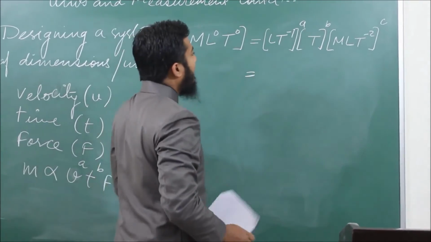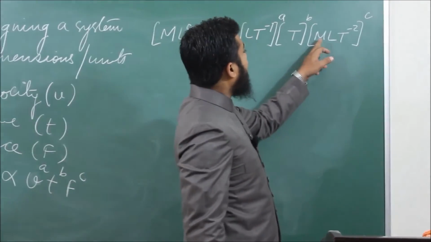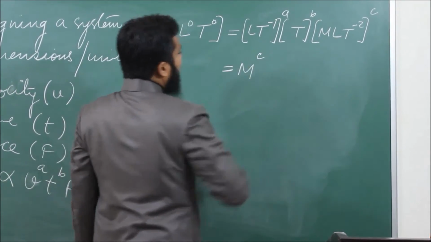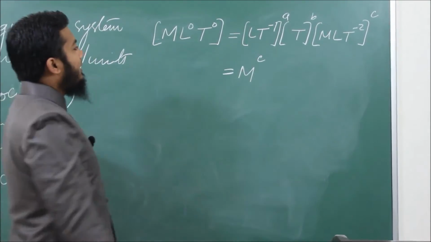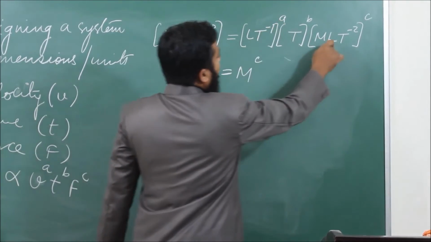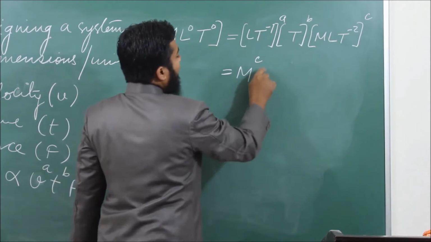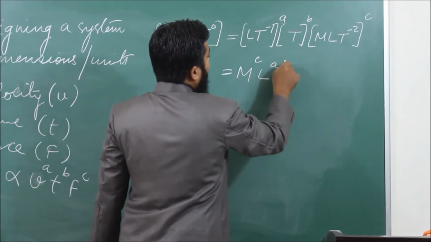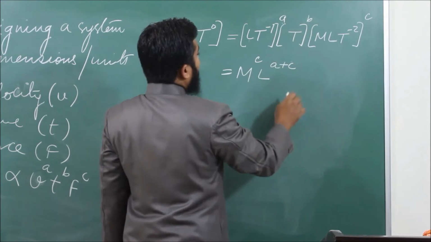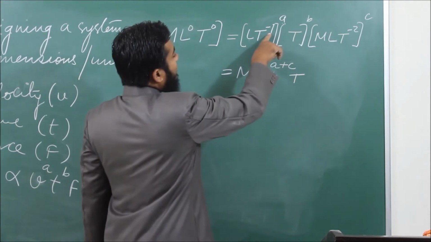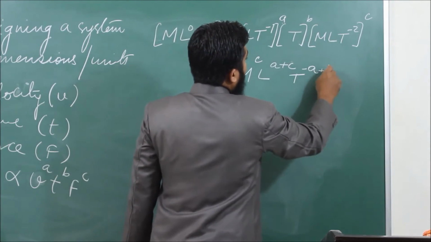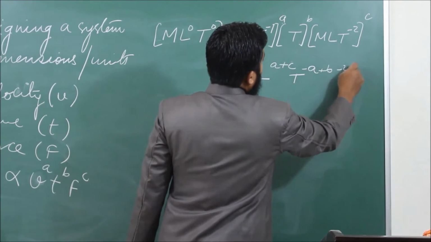On the right hand side, M is appearing here. It has a total power C. So M raised to the power C, and L is here and here, so it has power A and C. So A plus C. L has total power A plus C. And T is appearing at 3 places. So T has total power minus A plus B and then minus 2C.